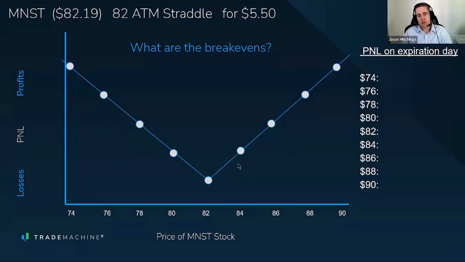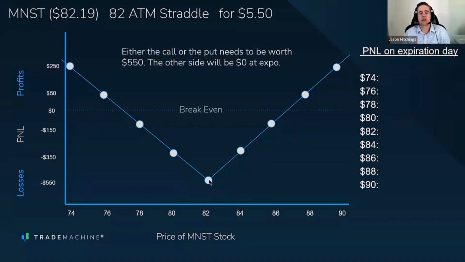And either the call is going to make money or the put's going to make money, but they're not both going to make money. And both have the right to either buy or sell stock at $82. And so we're going to need the stock to go up or down $5.50 to break even. So we've drawn this line here, and it's about $5.50 down from 82, or about $5.50 up from 82. So that's our break even, where we're going to actually start making some money. Anything in this zone, we've lost some amount of money. Worst case scenario is 82, because the call and the put are both worth 0.